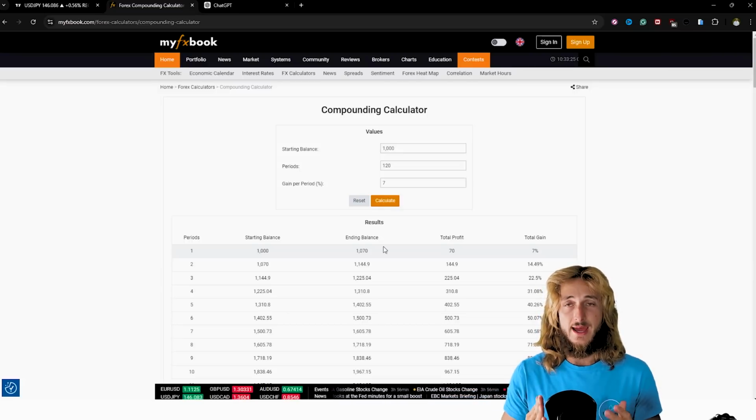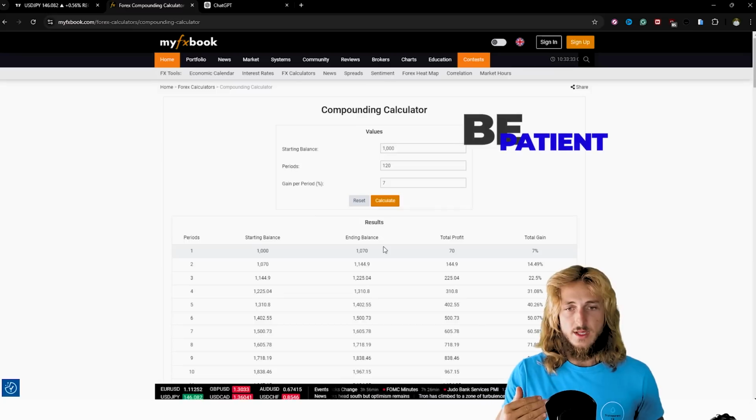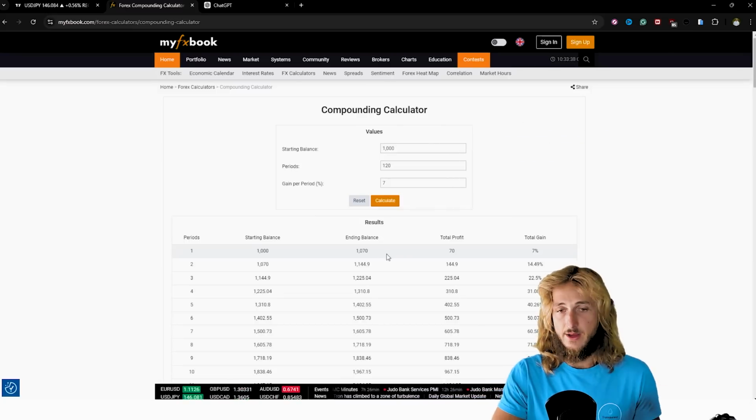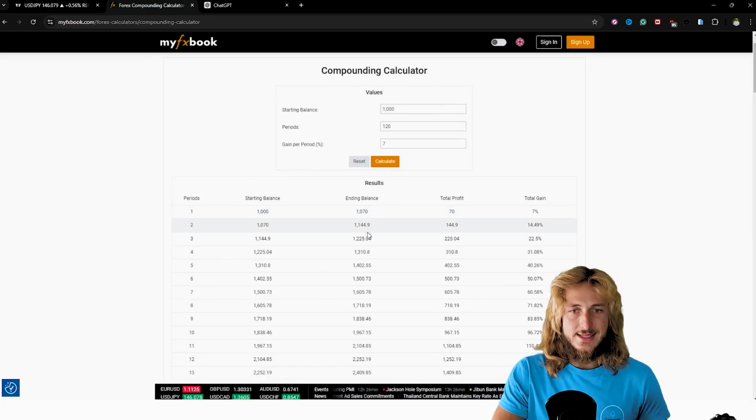Some people actually have created, for example, a bot, an EA that does have solid returns and is tested, and they just cannot be patient enough, and they will not let the account grow, and they will start taking huge risk, which in the end will make their account be blown essentially. So as you can see here, the total profit after the first month is 70, and then it slowly grows.